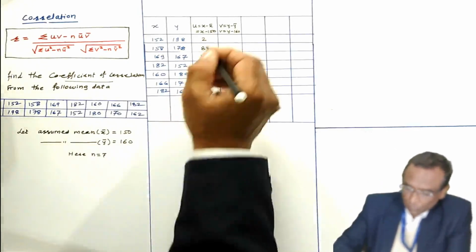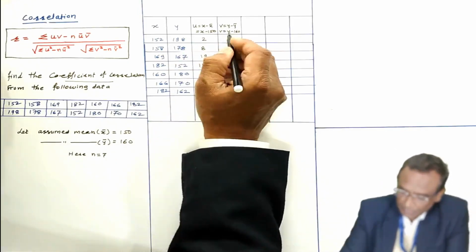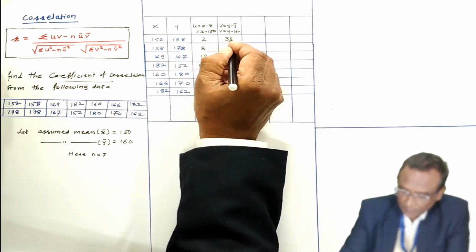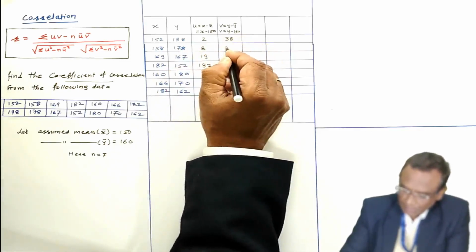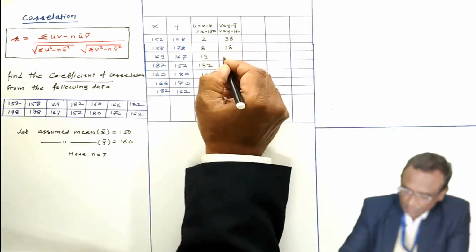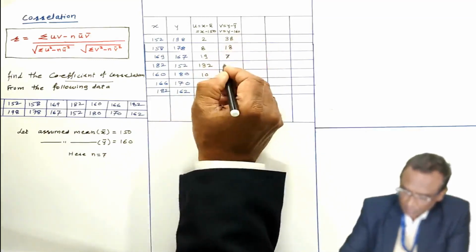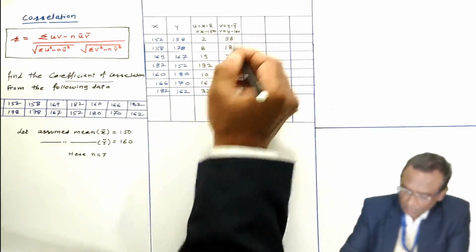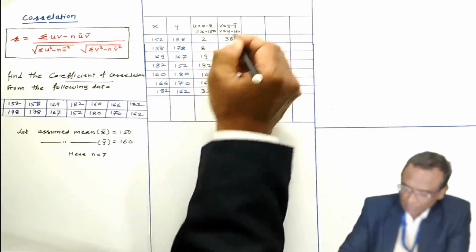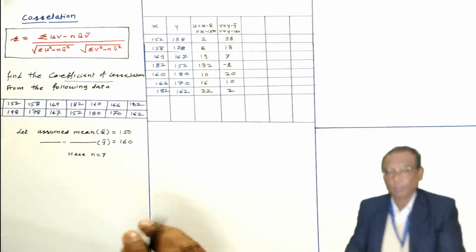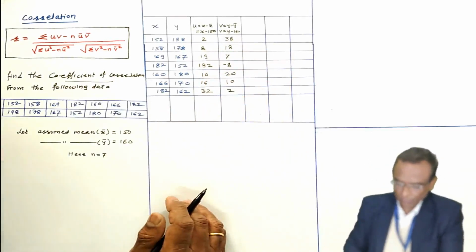Now for y: 198 minus 160 is 38. Then 18. Then 7. Then minus 8. Then 20, then 10, and 162 minus 160 is 2. Okay, these are the values of u and v.